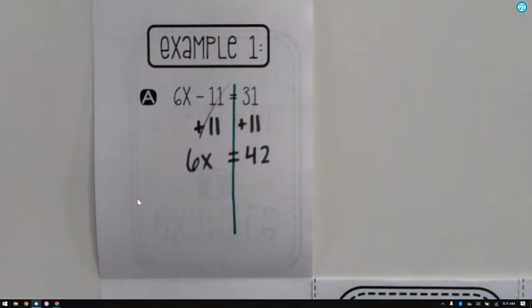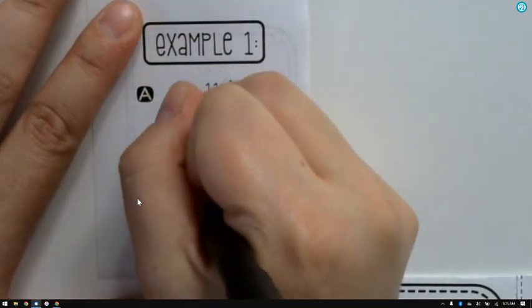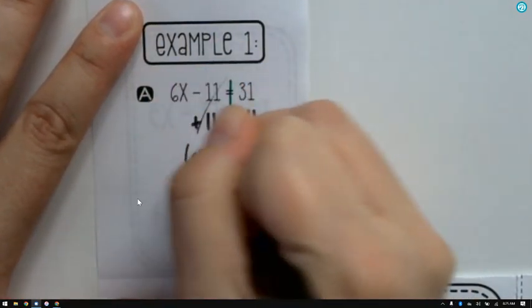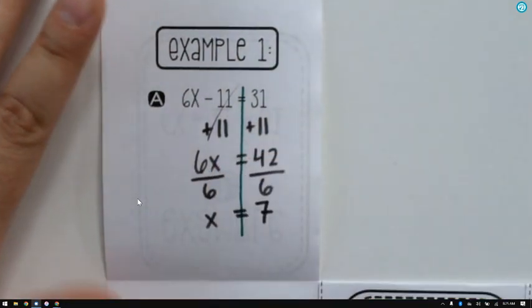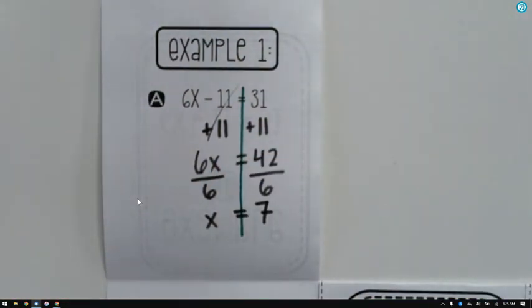Okay, from there, we're going to get x by itself. The operation that's happening between that 6 and that x is multiplication. Opposite of multiplication is division. So we're going to divide both sides by 6. And we get x equals, what's 42 divided by 6? 7. Okay, I thought I heard someone say it. Say it with more confidence. Okay, x equals 7 in that problem. Okay, any questions on that one?